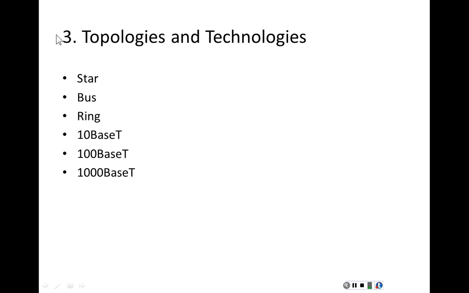Chapter 3, we discuss topologies and technologies. We discuss the star, bus, and ring topologies, and we discuss technologies including old 10 Base T, 100 Base T, and 1000 Base T, which is also called Gigabit Ethernet, and we will talk about some others as well.